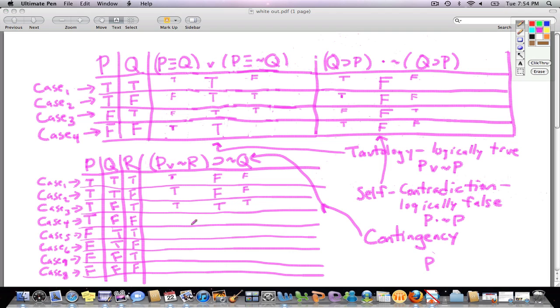Okay, in case you want to follow along and listen for a minute, I'm going to go ahead and do a couple more cases here before wrapping this up. All right, case 3. P is true. The expression in parentheses has got to be true. Q is true here. T horseshoe T, that's true.